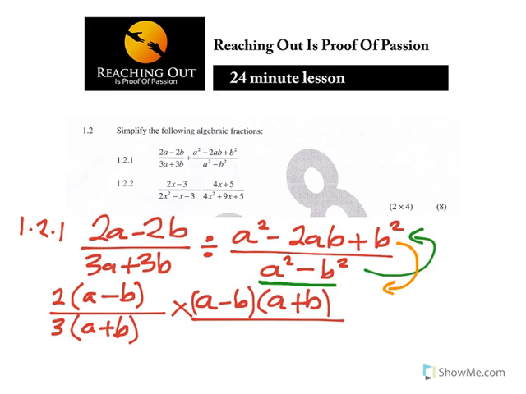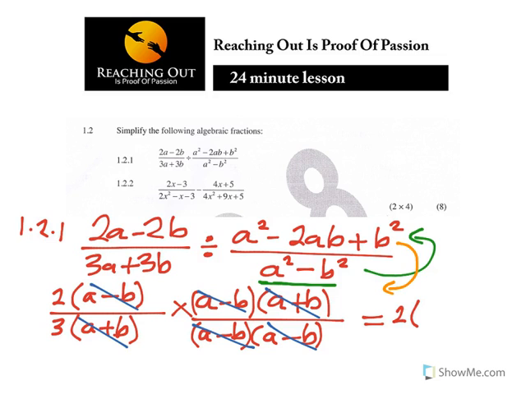Now at the bottom, a² − 2ab + b². Using the product-sum method, you're going to get (a − b) and another (a − b). Now you can start to cancel out the terms that are similar. You can cancel out a + b on the top, and cancel out a − b, and another a − b, and you can see what remains.